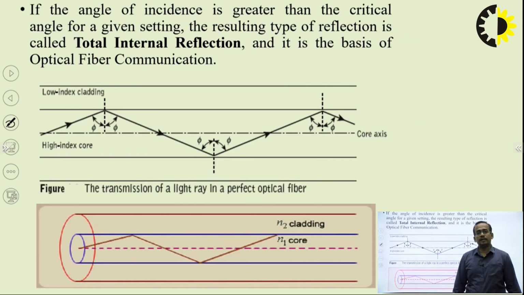If the angle of incidence is greater than the critical angle for a given setting, the resulting type of reflection is called total internal reflection, and it is the basis of optical fiber communication. As I have already told you, we are following the phenomenon of total internal reflection whenever we are transmitting a light ray in a perfect optical fiber cable. You can see here.